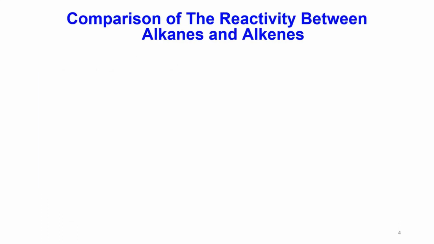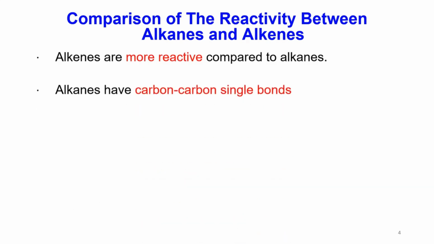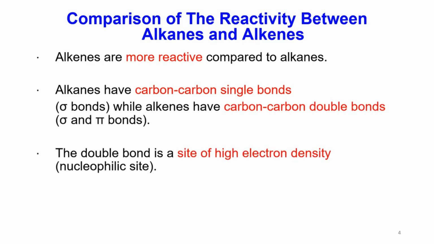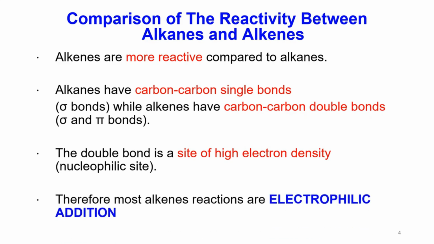Comparison of the reactivity between alkanes and alkenes. Alkenes are more reactive compared to alkanes. Alkanes have carbon-carbon single bonds, while alkenes have carbon-carbon double bonds. The double bond is a site of high electron density that we call nucleophilic site. Therefore, most alkene reactions are electrophilic addition.